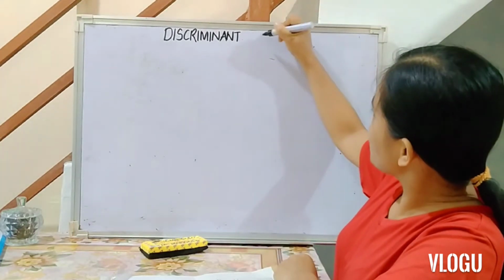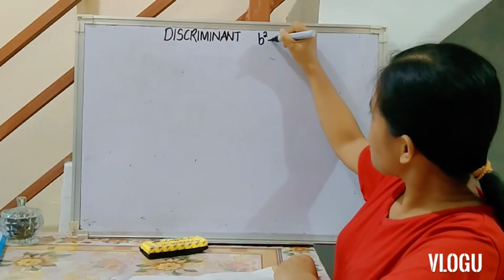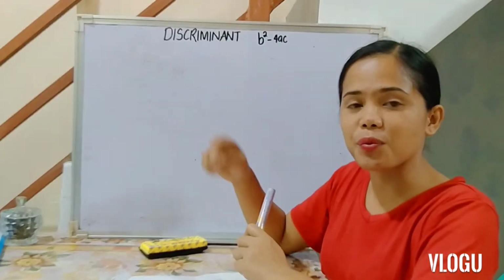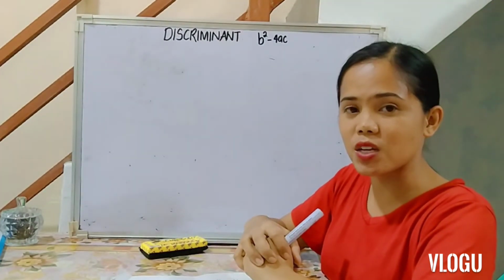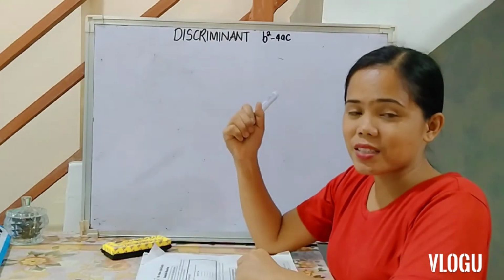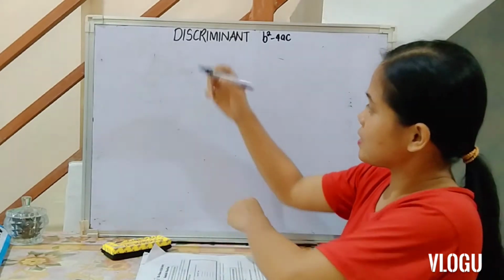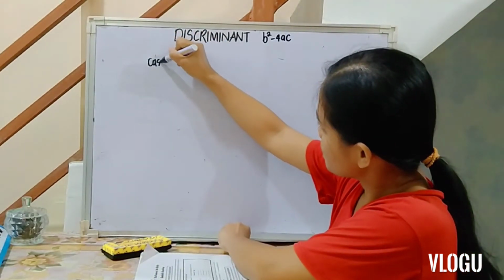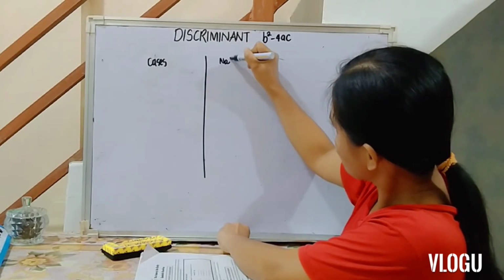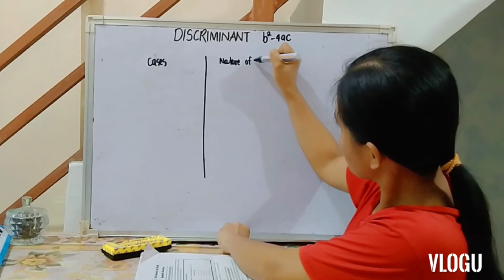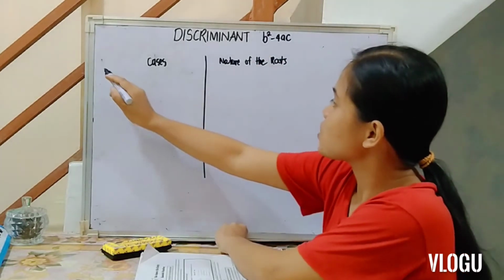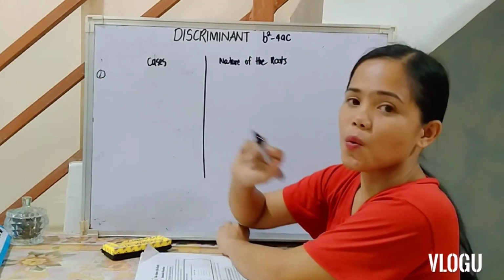The discriminant comes in the formula b squared minus 4ac. Again, this formula will help us identify the nature of the roots of our quadratic equation. With this, there are four possible cases. So let's start with case number one.